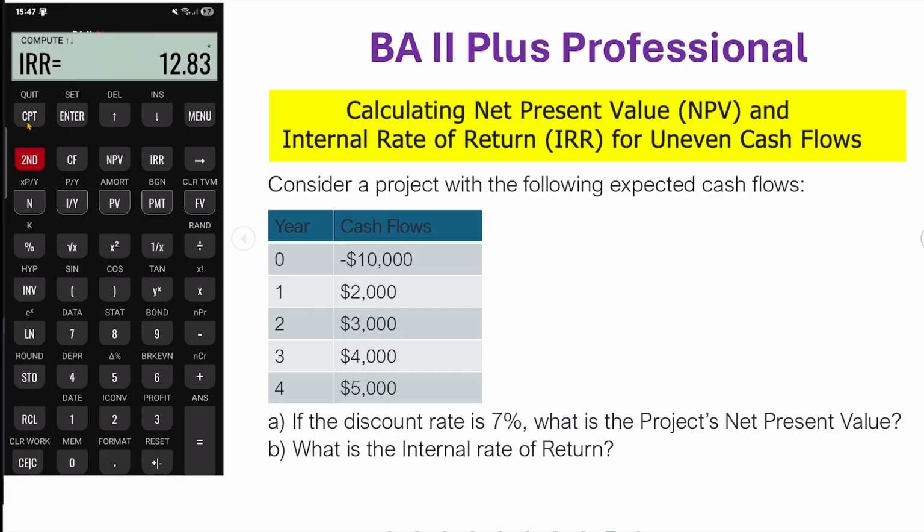That's how you can calculate net present value and the internal rate of return for uneven cash flows using the BA II Plus Professional Calculator. These tools are essential in financial decision making, especially in capital budgeting and investment analysis.